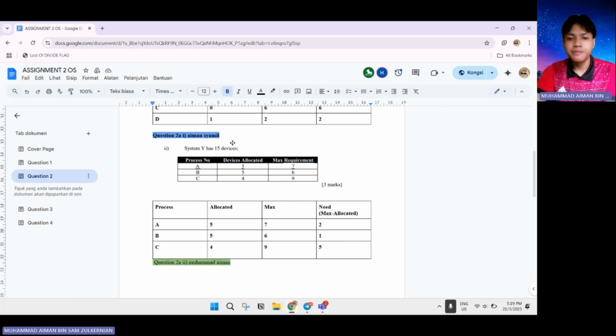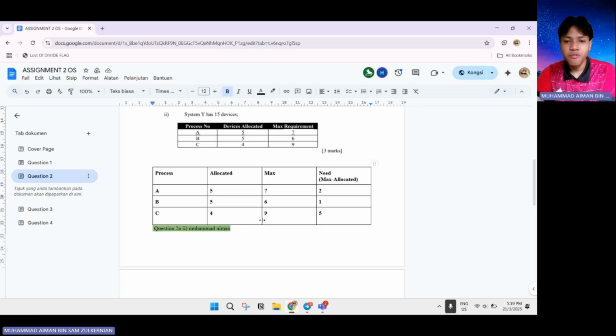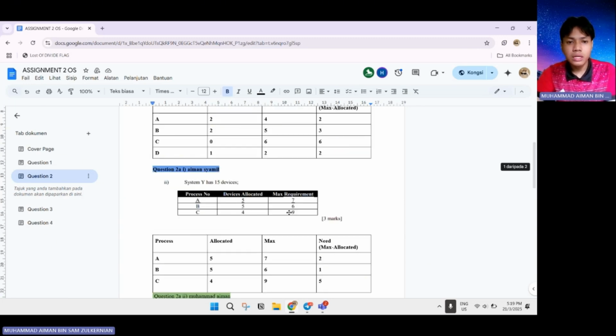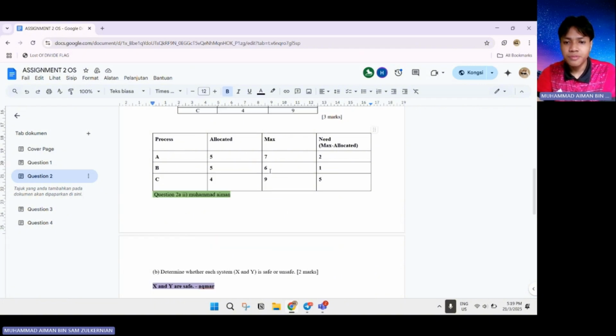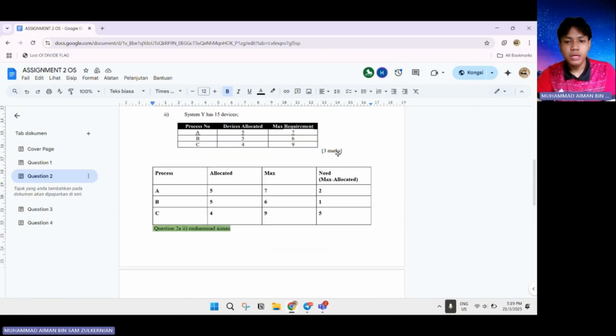system Y has 15 devices. So for process A, the devices allocated are 5 and the max requirement for process A is 7. For process B, devices allocated are 5 and the max requirement is 6. For process C, devices allocated are 4 and the max requirement is 9. So we want to calculate the need of system Y.